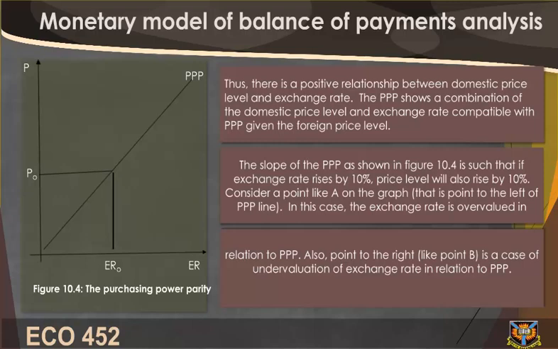Consider a point like A on the graph, that is, a point to the left of the PPP line. In this case, the exchange rate is overvalued in relation to PPP. Also, a point to the right, like point B, is a case of undervaluation of the exchange rate in relation to PPP.